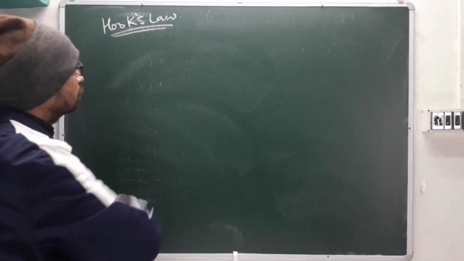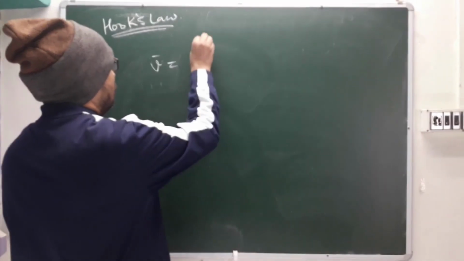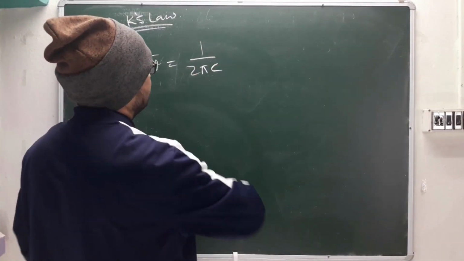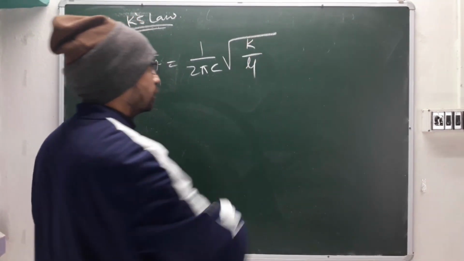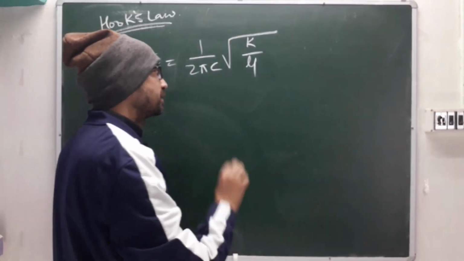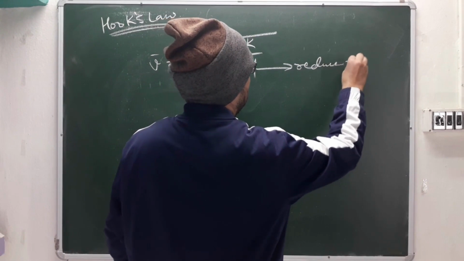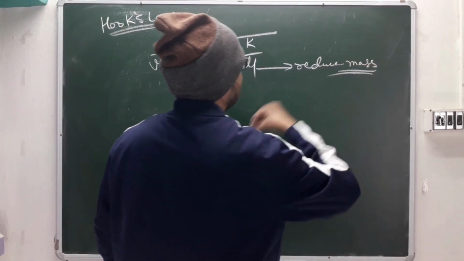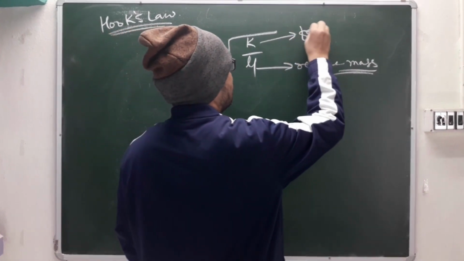Correct? So Hooke's law, directly we will write the formula. The wave number is 1/2πc times the square root of k by mu. Just we will discuss all these things, you will get to know. Already you have seen this mu. This is nothing but reduced mass, and you know the formula of reduced mass, m1 m2 divided by m1 plus m2, right? What is this k? This is force constant.